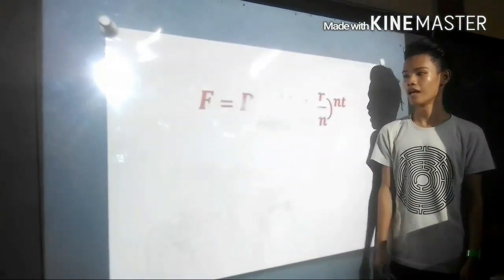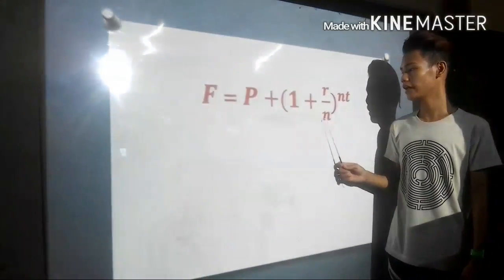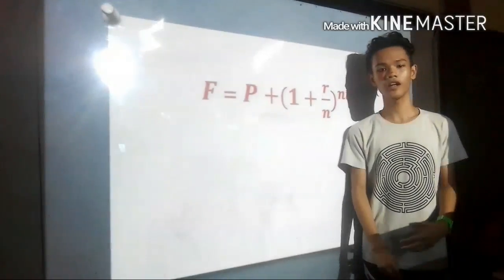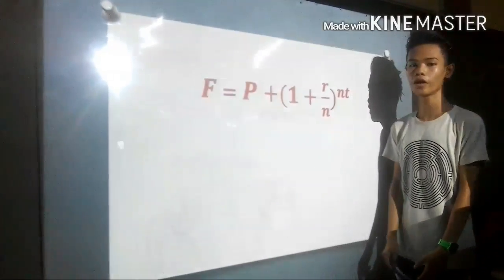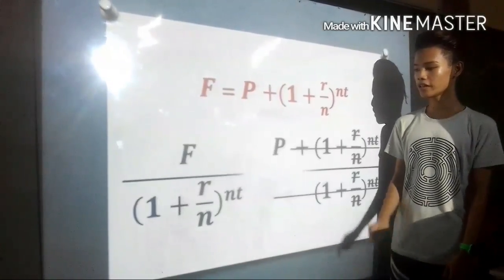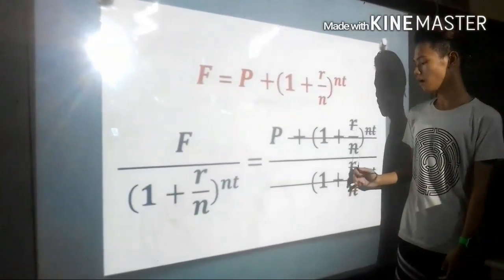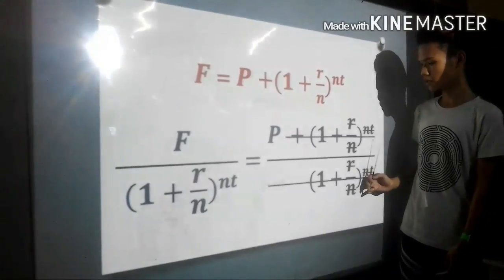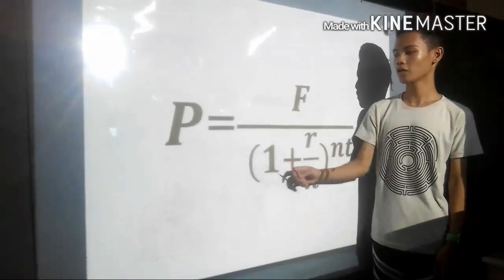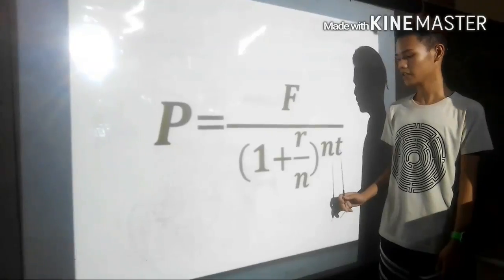To solve this problem, we're going to use this formula: F is equal to P times the quantity 1 plus r over n raised to nt. Since we're looking for the principal, we will derive another formula from the given formula. To isolate P, we divide by 1 plus r over n raised to nt on both sides. The derived formula is P is equal to F over the quantity 1 plus r over n raised to nt.